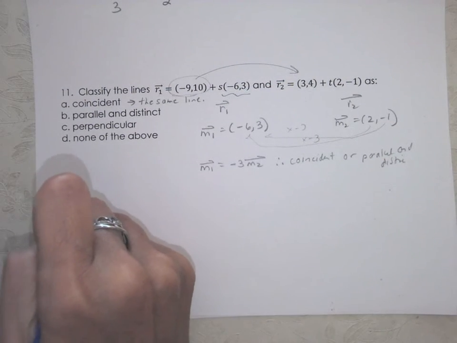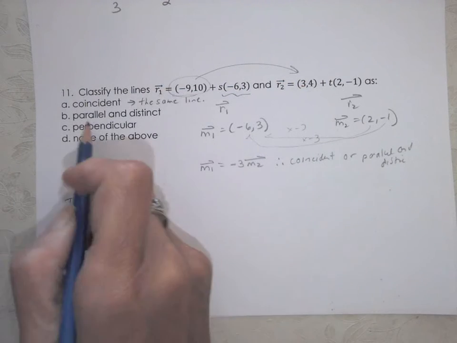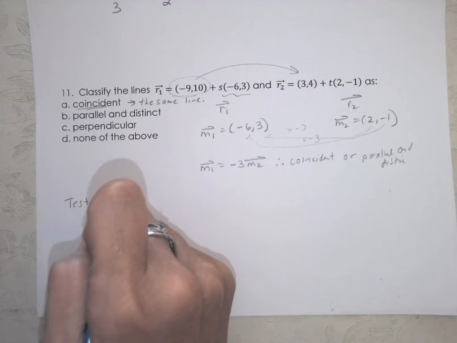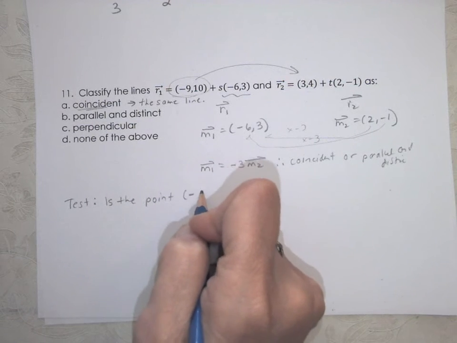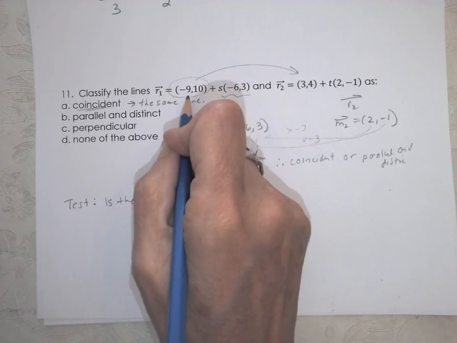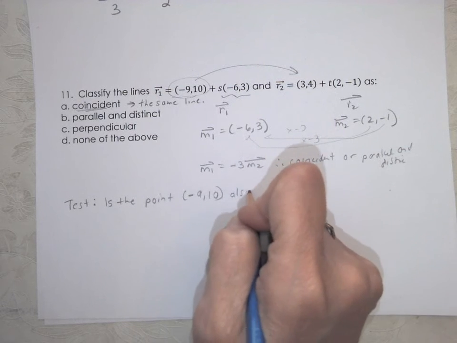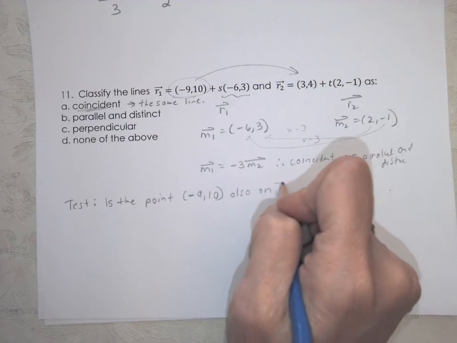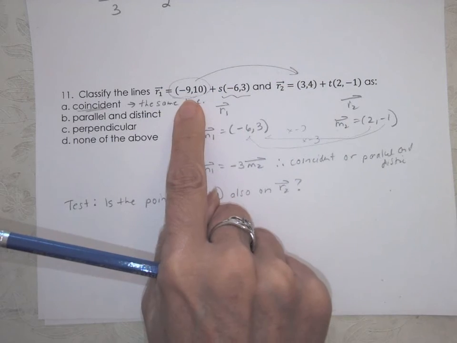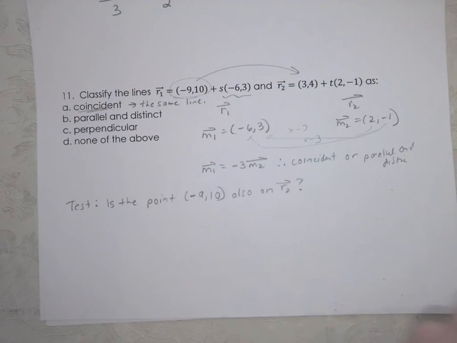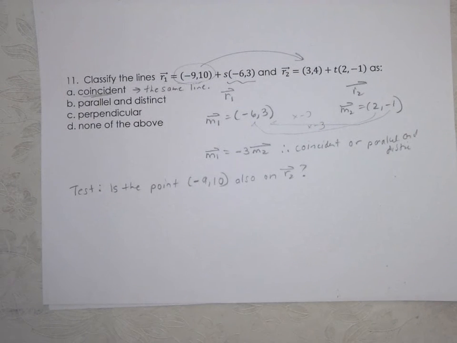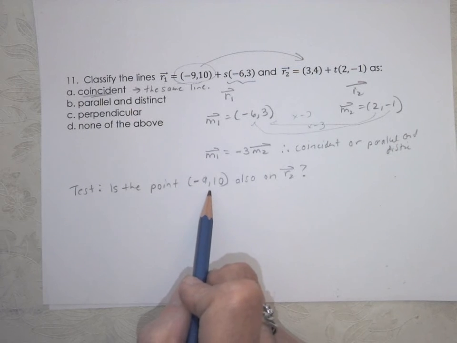So our test is, we're testing to see if they're coincident lines. So is the point (-9, 10), which we know is on line 1, also on R2? So is this point that we know is on line 1 also on this line? If it is, then they're coincident lines. They're exactly the same line. If not, they're parallel and distinct. Okay? So how do we test that?